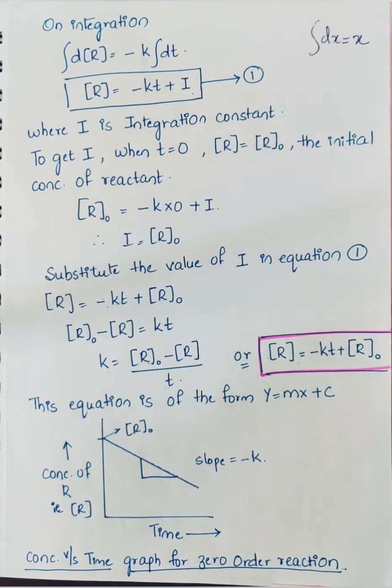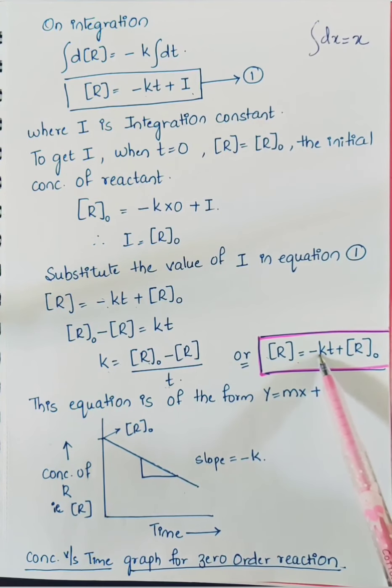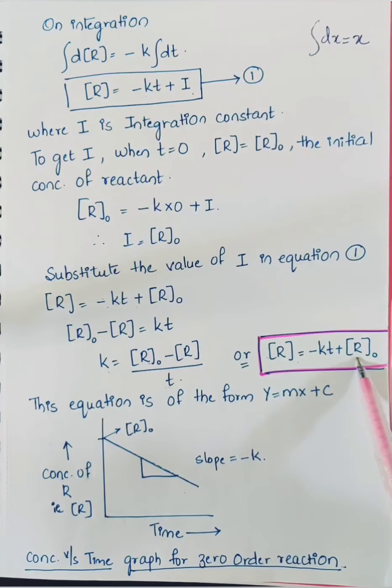So what is R here? R is nothing but the concentration of the reactant at time t. k is the rate constant, t is the time. R naught is the concentration of the reactant at time 0, that is, the initial concentration of the reactant.